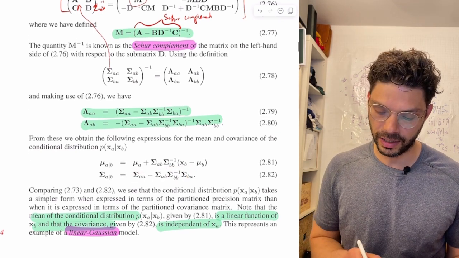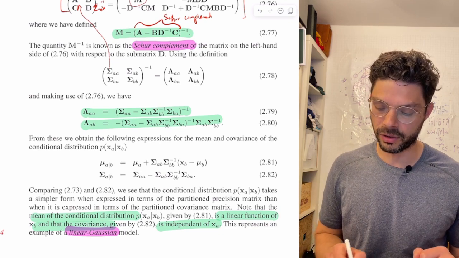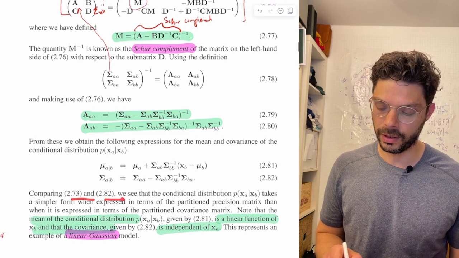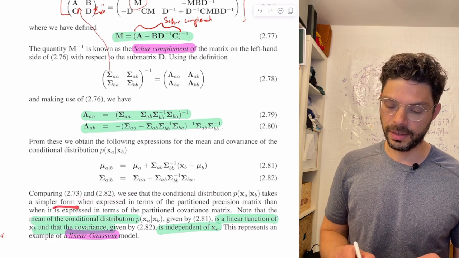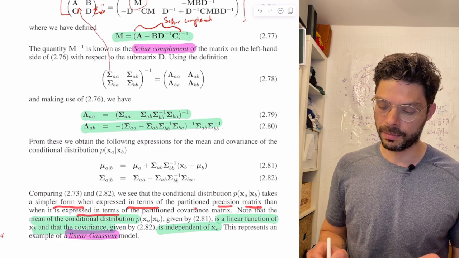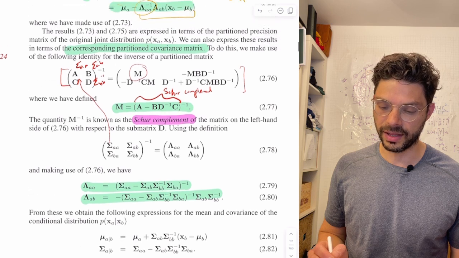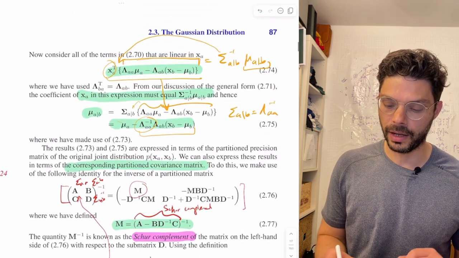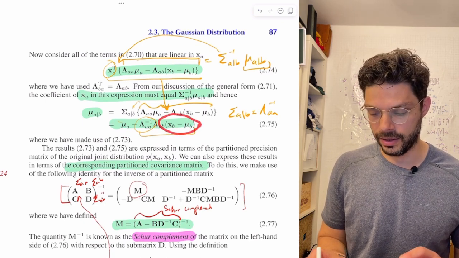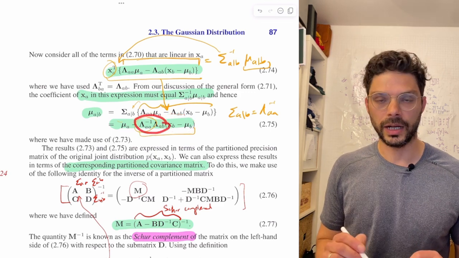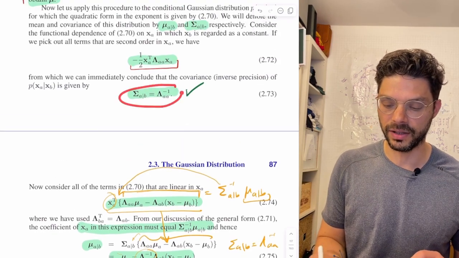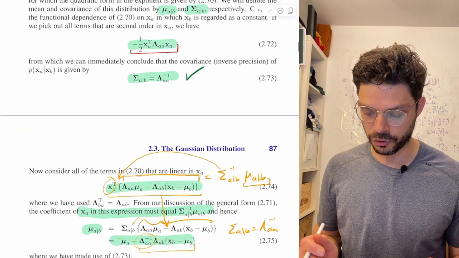Now what's really interesting is we said the conditional distribution takes a simpler form. So comparing 2.73 and 2.82, we see that the conditional distribution takes a simpler form when expressed in terms of the partition precision matrix than when it's expressed in terms of the partition covariance matrix. Essentially he's saying that if you look at the update to the mean, you have this deviation being multiplied by a couple of precision terms. That's not necessarily any simpler, but the covariance is quite simple in terms of the precision.